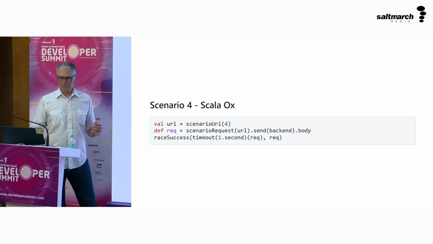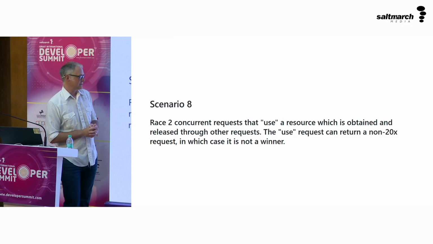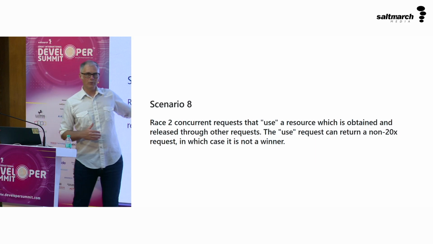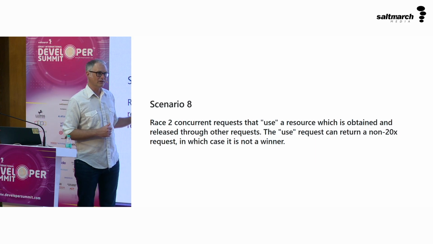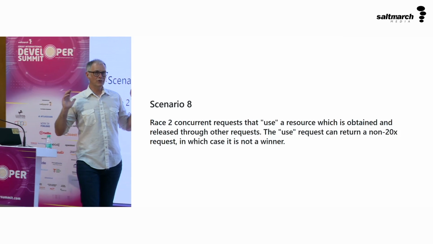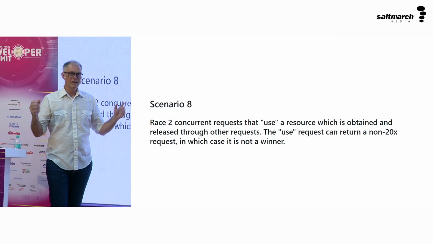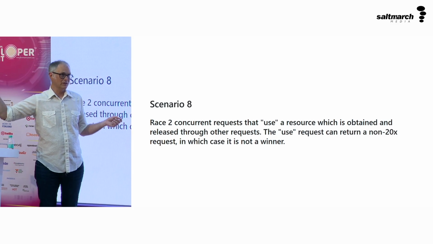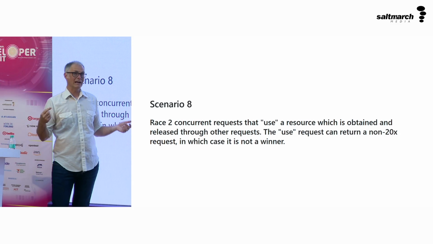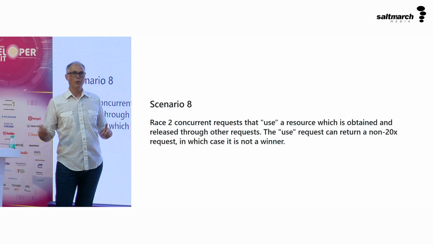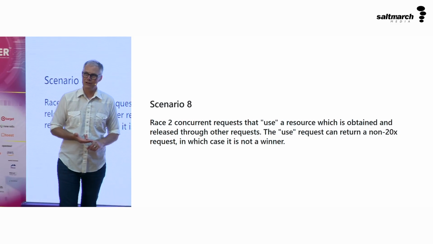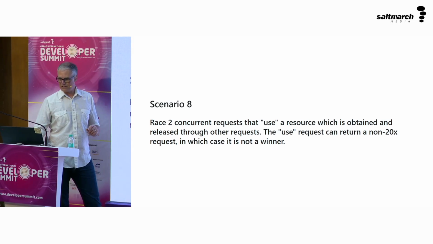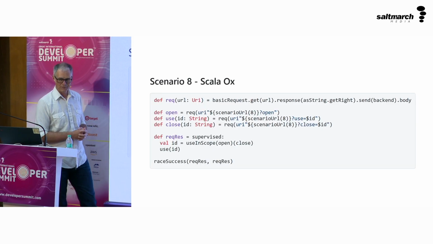Okay. That was scenario 4. So for scenario 8, here's the scenario. We're going to get into our race to concurrent requests, but this is where we want to see how resource management gets handled. Resource management being that I need to open a resource that's going to give me an ID back, some handle, something, and then I want to use that resource that was opened, and then I want to make sure that I close the resource. So whether I was canceled or completed successfully, I want to make sure that that resource gets closed. And so we're going to see how this looks in different languages and frameworks to add resource management into this.